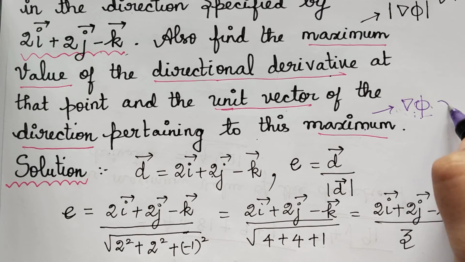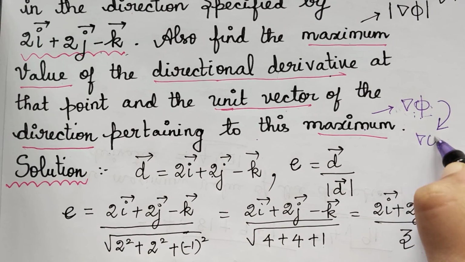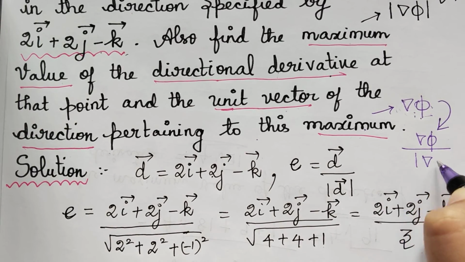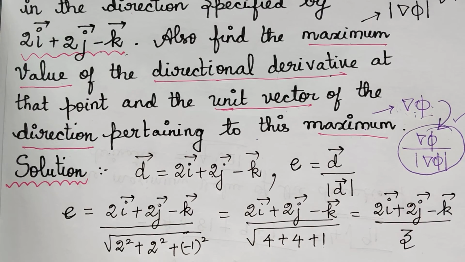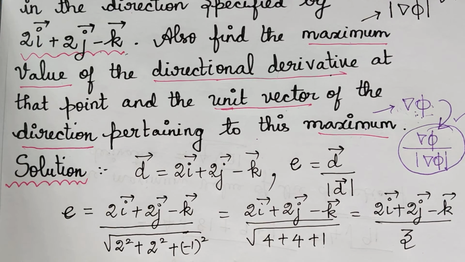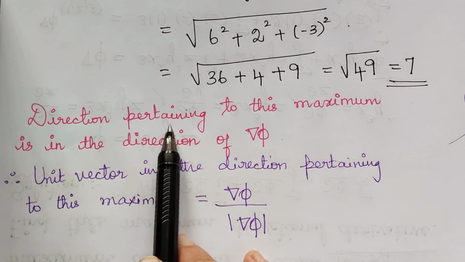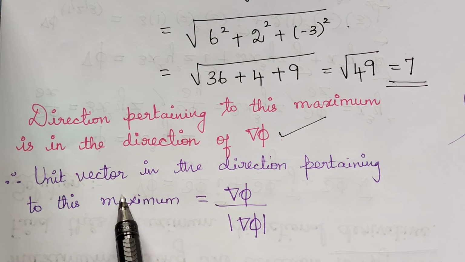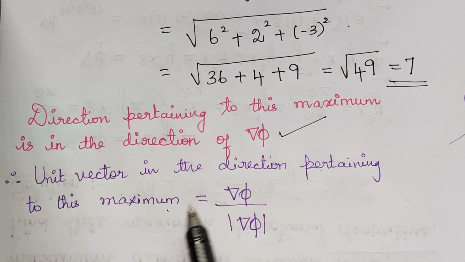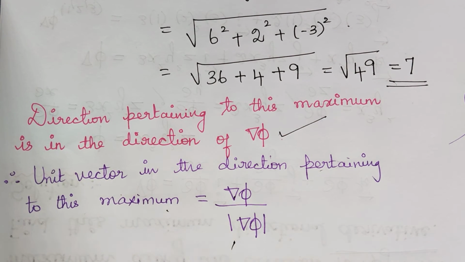We all know how to find the unit vector. It is given by nabla phi divided by modulus of nabla phi. So using this concept, we have to find nabla phi by modulus of nabla phi. Let us do that. Therefore the direction pertaining to this maximum is in the direction of nabla phi, and the unit vector in that direction is nabla phi divided by modulus of nabla phi.